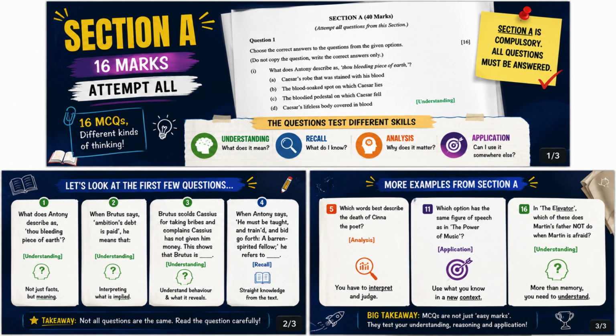For example, the question about Lepidus is marked recall. The question about Chinna the poet's death is marked analysis. And the question asking you to identify a figure of speech in another poem that matches the figure of speech in a line from The Power of Music is marked application. So even within Section A, the paper is showing you different kinds of tasks.